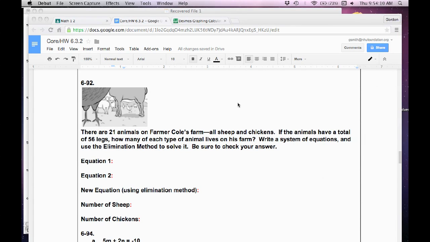All right, we get to talk about some farm life here. Talking about sheep and chickens here. There are 21 animals on Farmer Cole's farm, all sheep and chickens. So some are sheep and some are chickens.